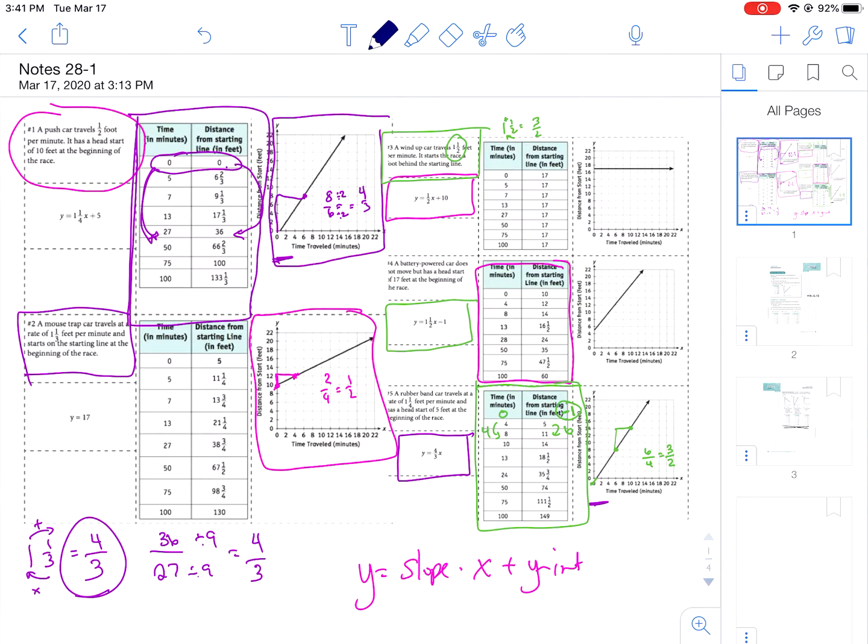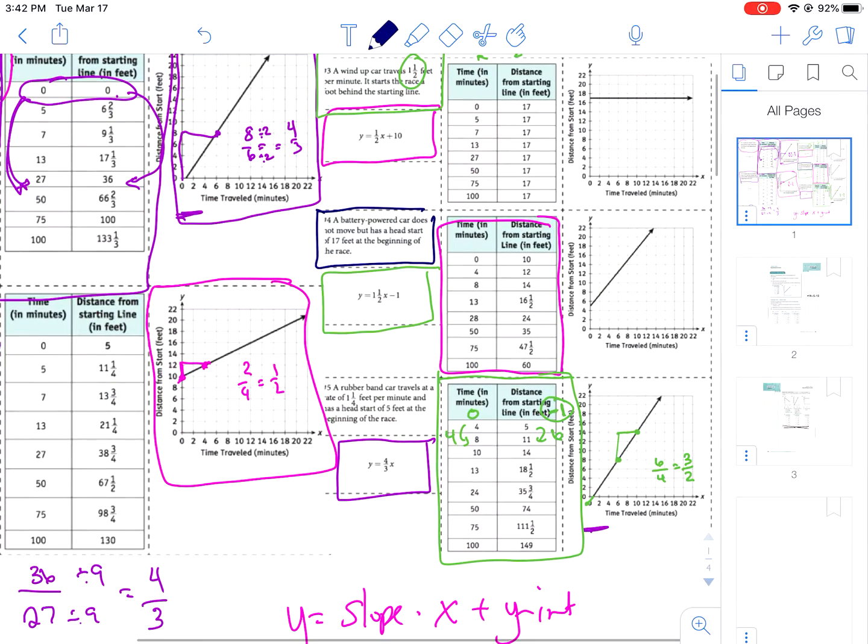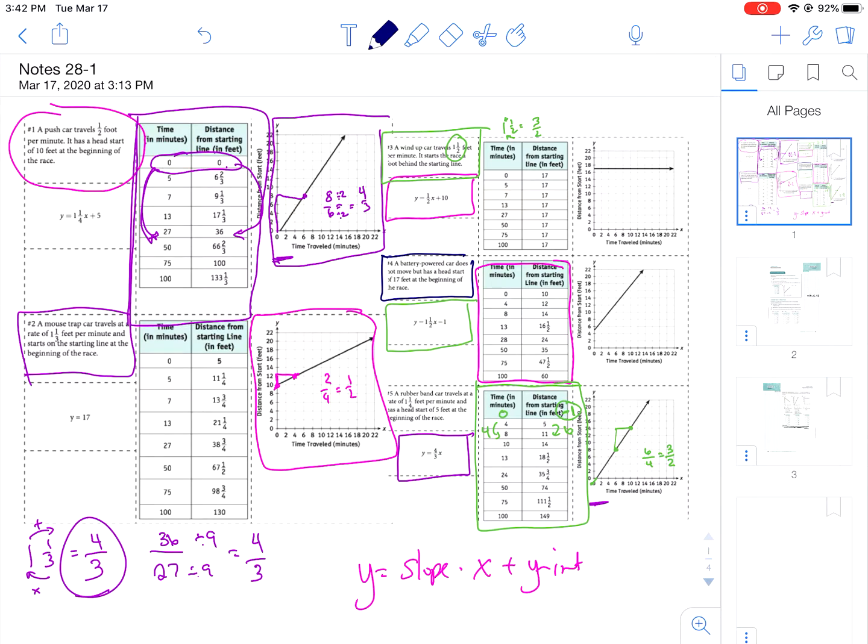All right, so for the last part of these examples, we've got a battery-powered car that does not move, but has a head start of 17 feet at the beginning of the race. So this one's kind of weird. It's not going to move, so say the battery died or something happened to the car, but we know it started 17 feet at the beginning.